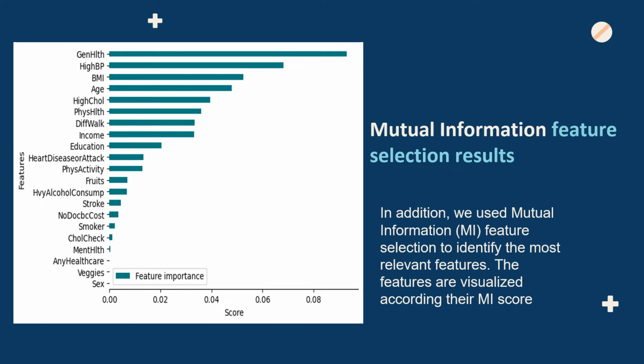And now we move on to our second feature selection result, which is the mutual information subset. So as we can see from the graph, the top 5 features with the highest scores were found to be general health, high blood pressure, BMI, age, and high cholesterol. So we will refer to these features as the mutual information subset.